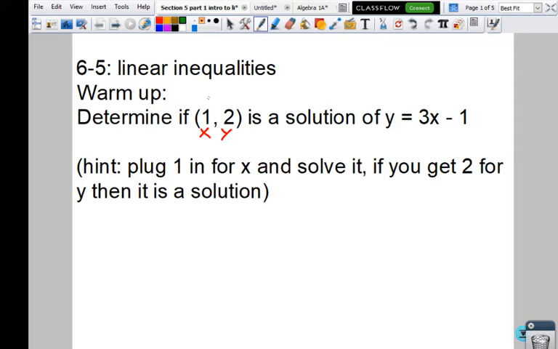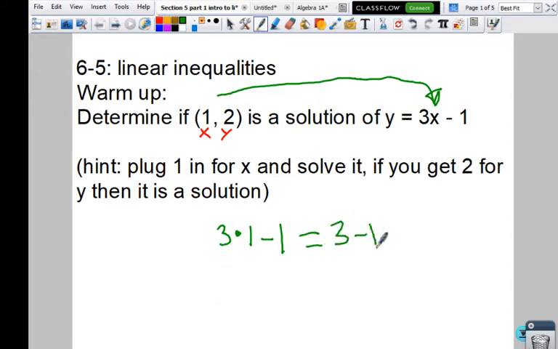So, in order to find out if 1, 2 is a solution, I'm going to plug 1 in for my x right here. And then I'm going to solve it. If I get 2, I know I have a solution. So I'm going to go 3 and, well, what's between the 3 and the x? The times. Times, right? We're going to go 3 times 1, and then I have minus 1. And then we just need to go through and calculate this. 3 times 1 is 3, right? I still have minus 1. 3 minus 1 is 2. So, I wanted to get 2, right? And I ended up getting 2, so I would say yes, this is a solution.